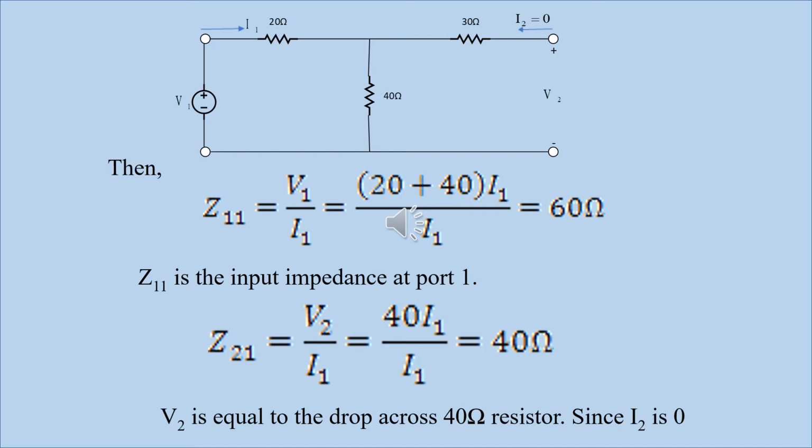Our Z21, the formula for Z21 is V2 over I1, and our V2 is the voltage across the 40 ohm resistor. We can calculate the voltage across this 40 ohm resistor by multiplying it with the current flowing in the circuit, and the current flowing is our I1. That's why we have 40 I1 for our V2 over I1. That gives us also 40 ohm.